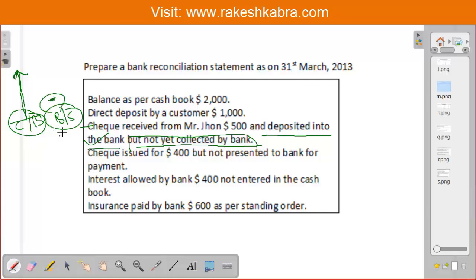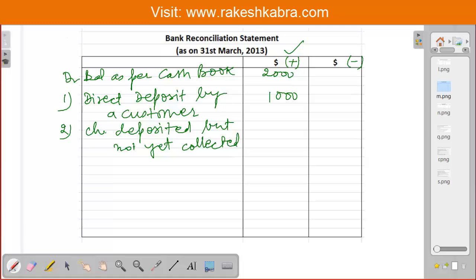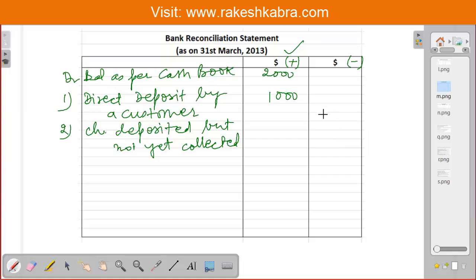Now my target is what? My target is the bank statement, and to reach this target I have to move downward. Downward side means subtract. I have to subtract this amount. So second, write down: check deposited but not yet collected, and I have to subtract this amount, isn't it? So that's why this 500 I will write in this negative column, as I have to subtract this amount.